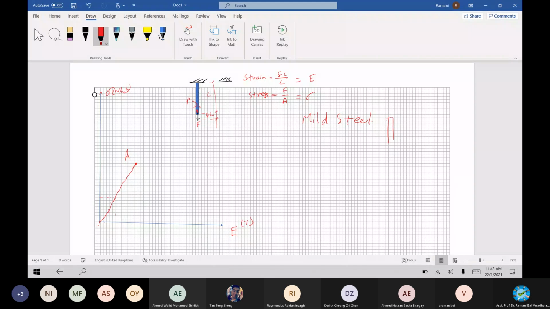The thing is, originally it was of length L, right? When you apply the load, it has extended by delta L, right? So the length is L plus delta L, isn't it? But once you remove the loading, the material will get back to the original length, which is L. This behavior of the member is called elastic behavior. You can see this line from O to A. I put O as the starting point. Elastic behavior or elastic property of the member is shown.